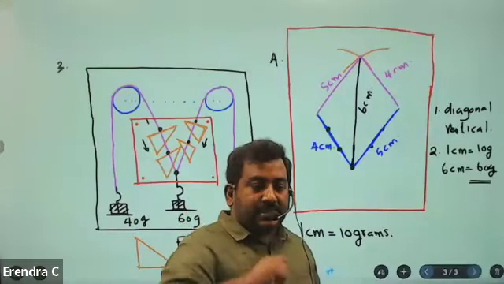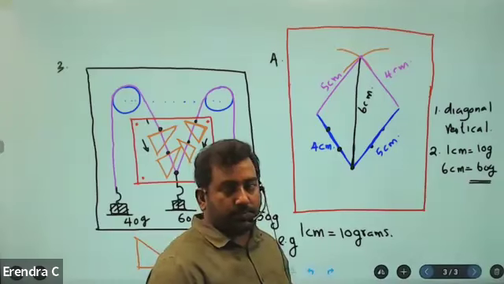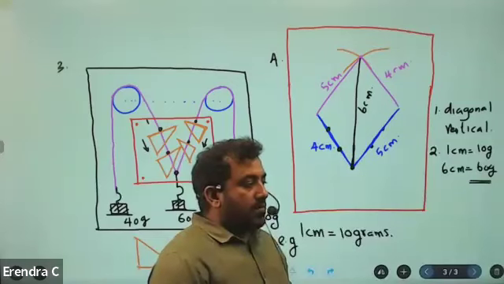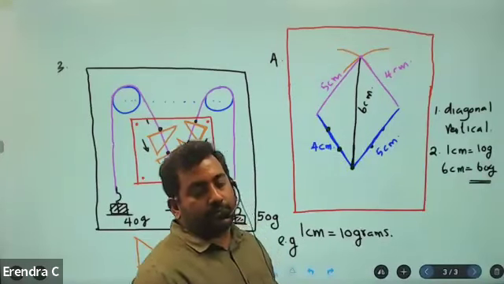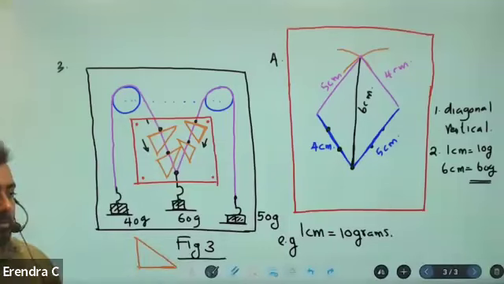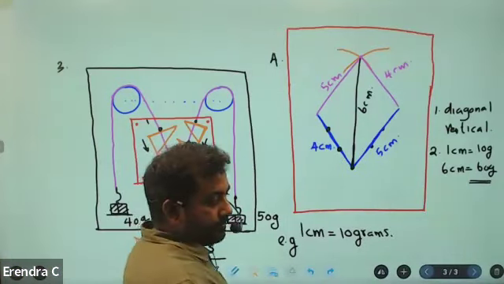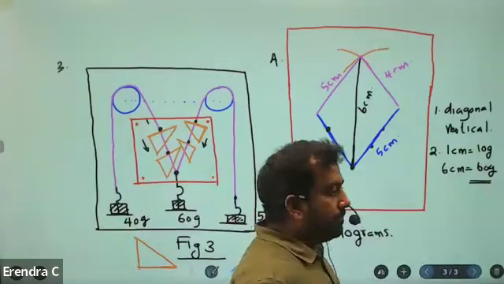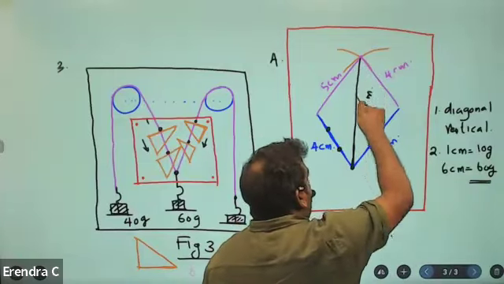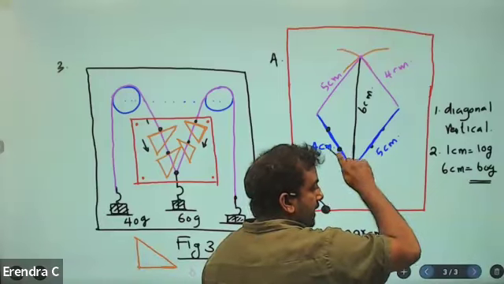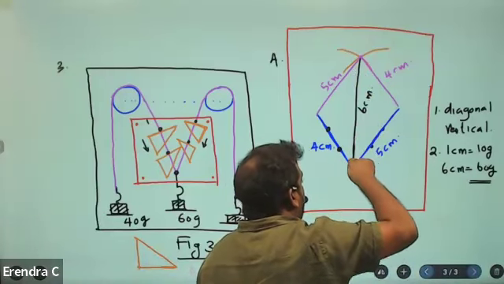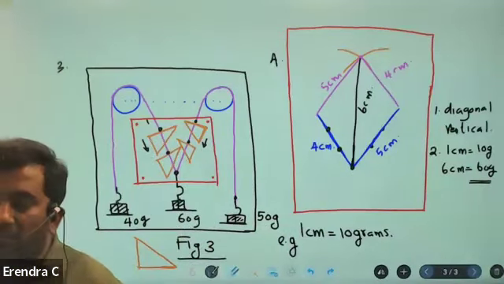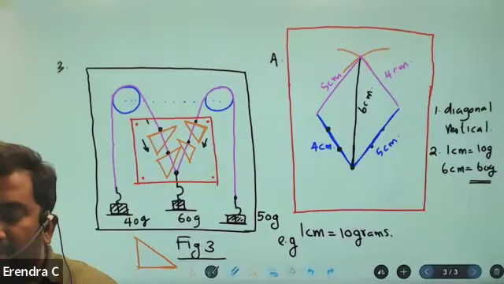And using a compass, we can complete the parallelogram. Draw the diagonal and check whether it is vertical.